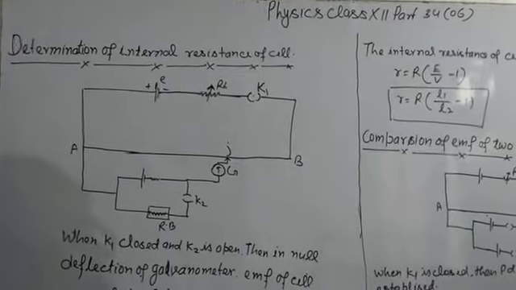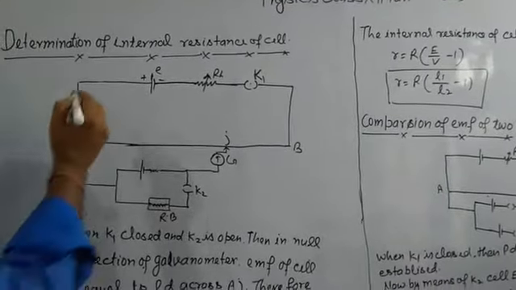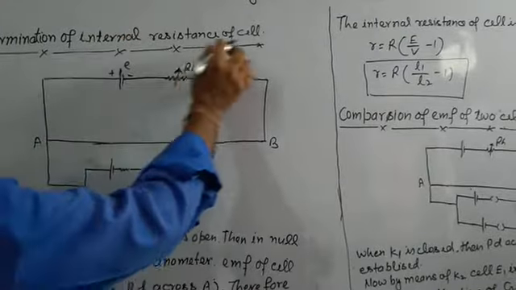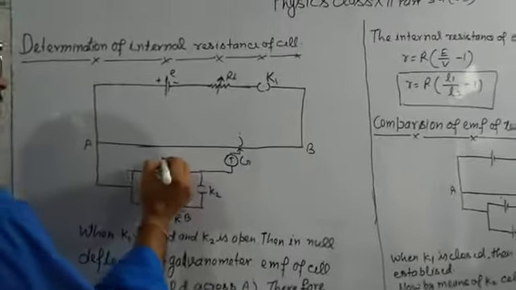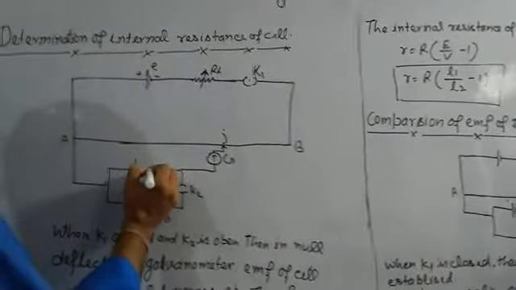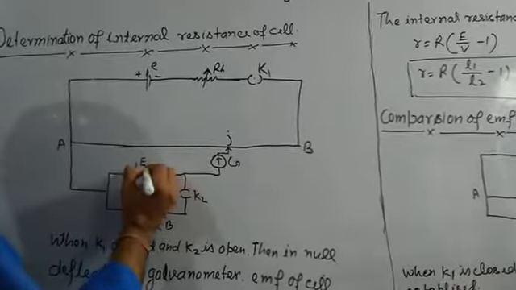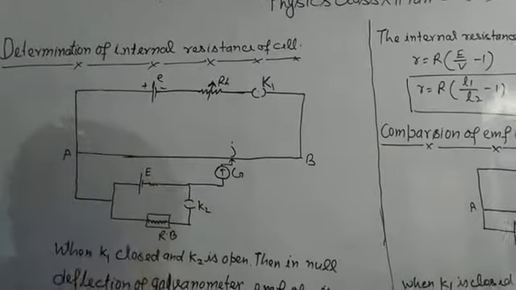I am going to explain determination of internal resistance of a cell. This is a potentiometer and this is a cell whose EMF, capital E, we have to determine.